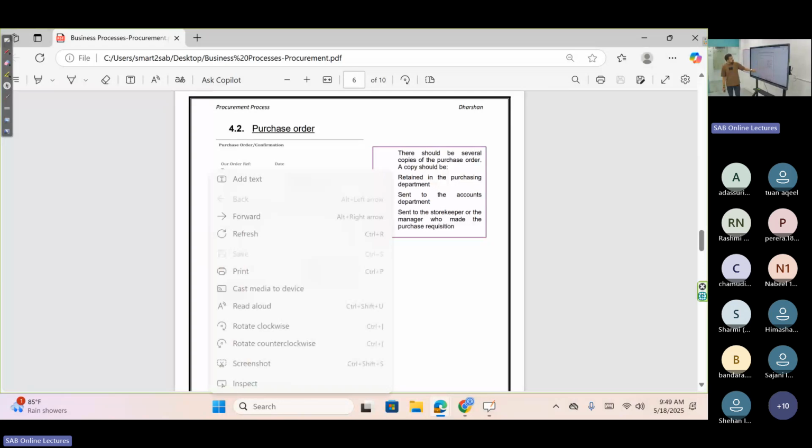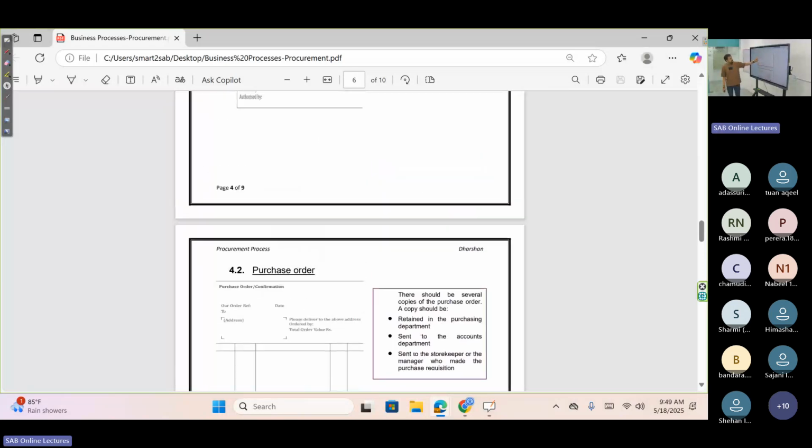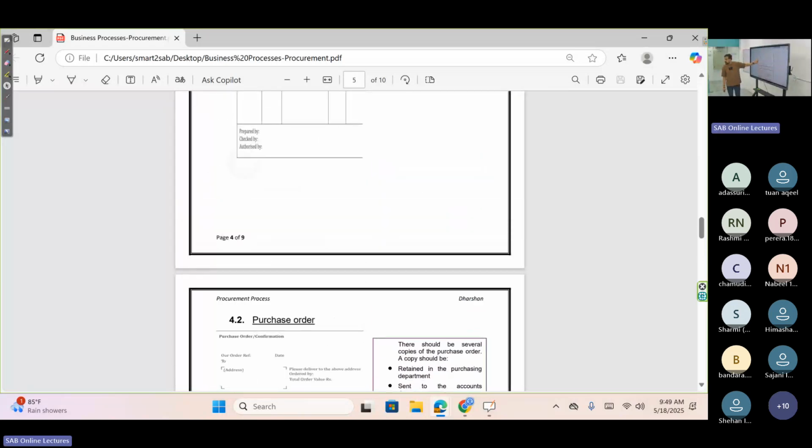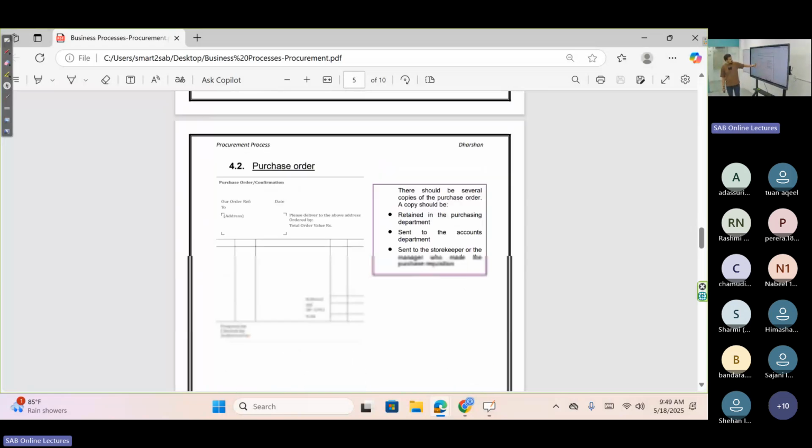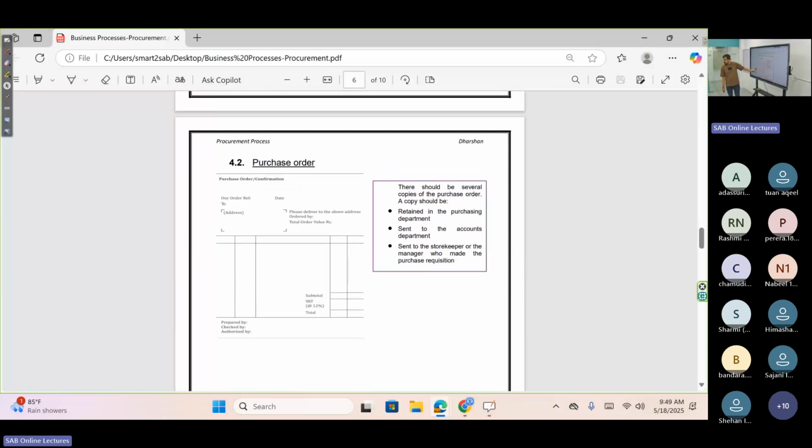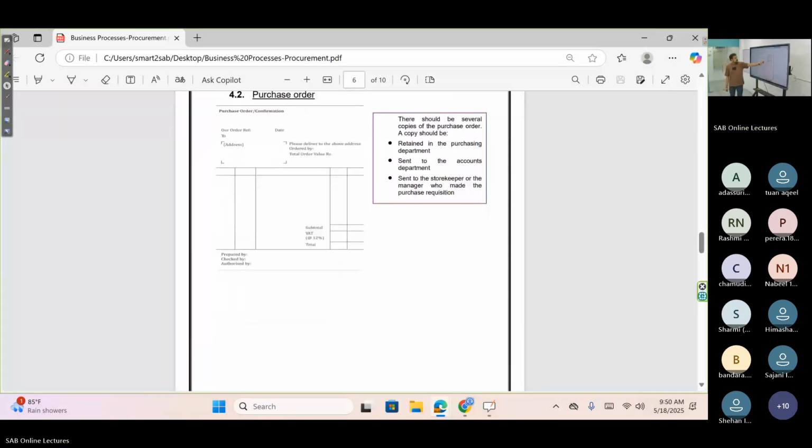And like PR, you can see here: prepared by, checked by, authorized by. Why are these things mentioned here? Internal control. So likewise, here also 3 signature spaces are there. For the purchase order, there should be several copies. A copy should be retained in the purchasing department. Normally, 3 copies of the purchase order must be there.